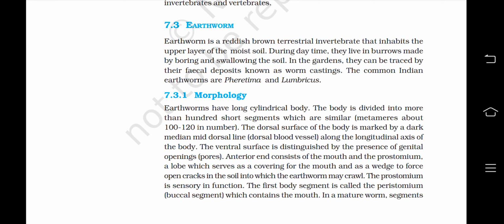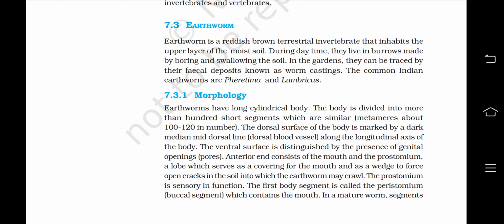During daytime, they live in burrows made by boring and swallowing the soil. In the gardens, they can be traced by their fecal deposits known as worm castings. The common Indian earthworms are Pheretima and Lumbricus.